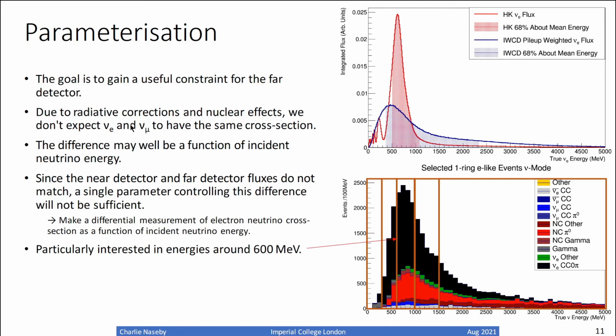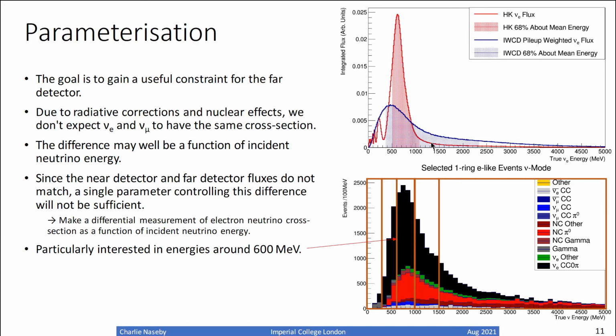If we were to use a single parameter to control this difference, this would be insufficient, as we expect that the difference will be a function of incident neutrino energy. And as you can see, the flux that we measure at our near detector is very different from the oscillated flux that we measure at our far detector.